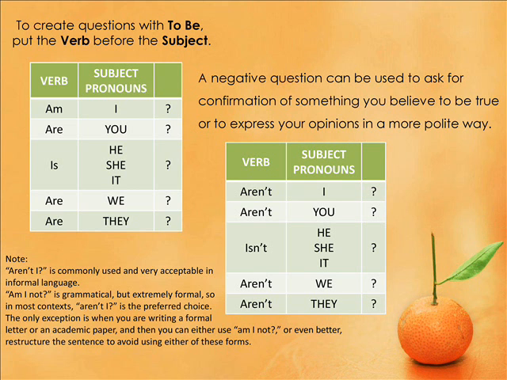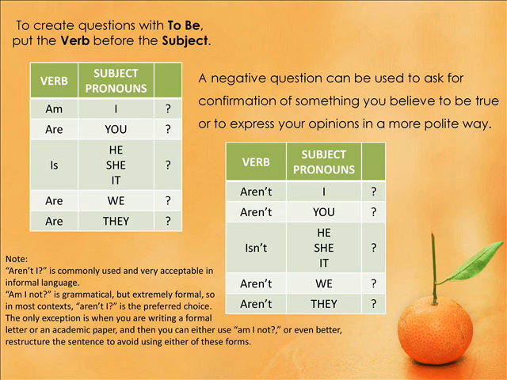To create questions with to be, put the verb before the subject. Am I? Are you? Is he? Is she? Is it? Are we? Are they? A negative question can be used to ask for confirmation of something you believe to be true or to express your opinions in a more polite way.